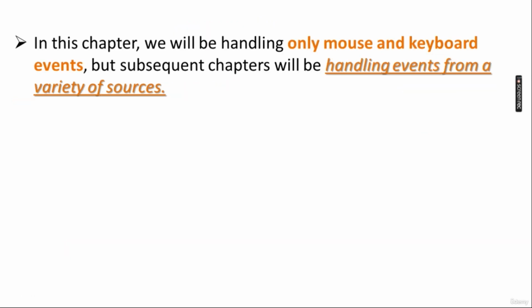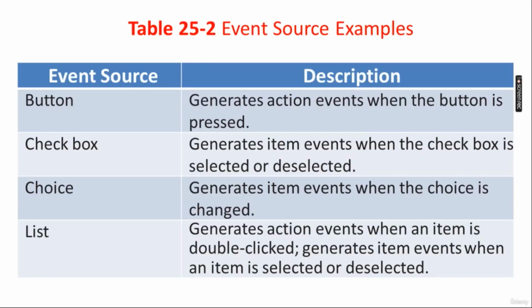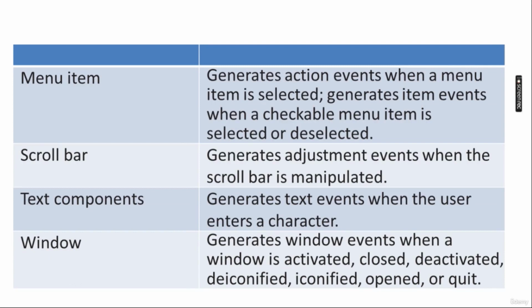We will be handling only mouse and keyboard events, but in subsequent chapters we will be handling events from a variety of sources. Event source examples: a button generates an action event when the button is pressed. A checkbox generates item events when the checkbox is selected or deselected. A choice generates item events when the choice is changed. A list generates an action event when an item is double clicked, and generates item events when an item is selected or deselected. A menu item generates an action event when a menu item is selected, and generates item events when a checkable menu item is selected or deselected.